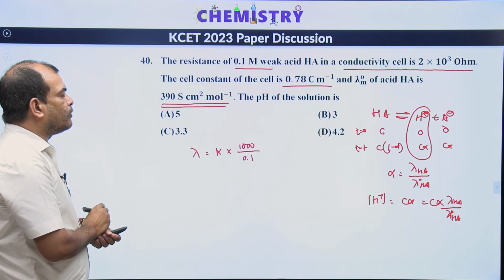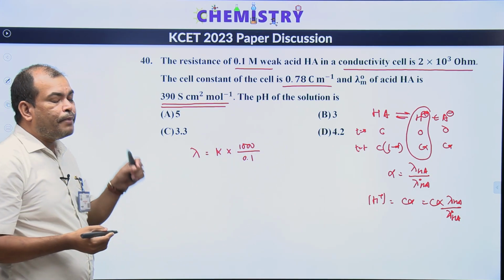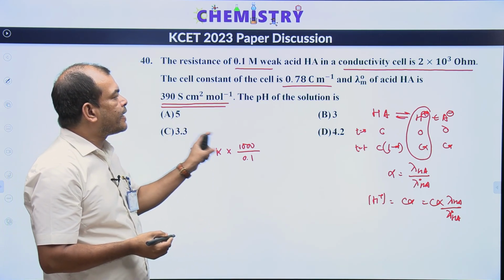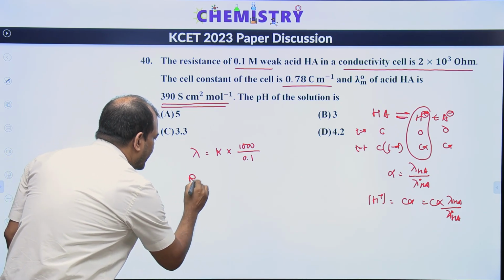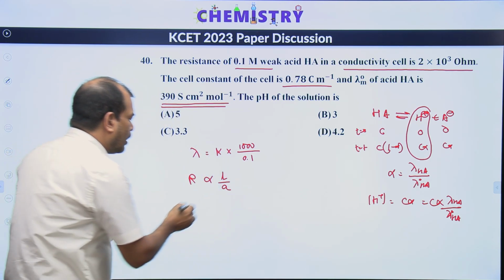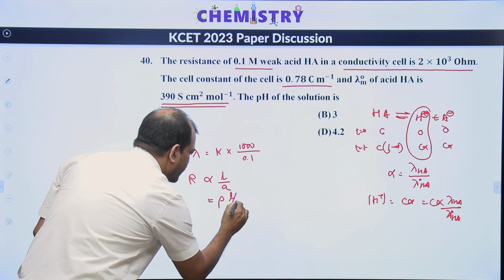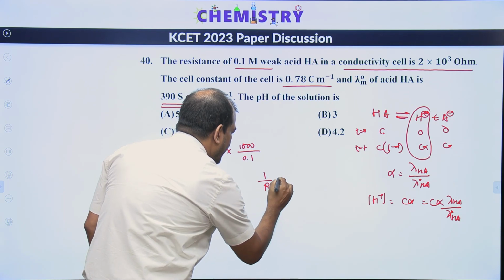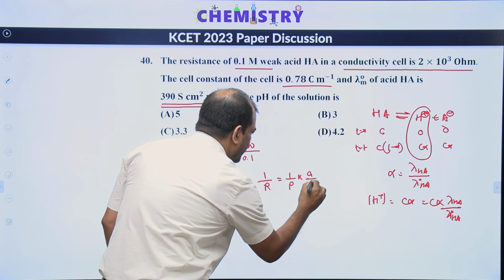Concentration is given to you as 0.1. Now you need to know the value of kappa. How can you find the value of kappa? Then you have to go back to the basic relation of conductance. If you know the very basic relation of conductance, then it becomes very simple. We know resistance is directly proportional to L by A, or I can write R is equal to rho, the resistivity, into L by A. That means I can make 1 by R is equal to 1 by rho into A by L.